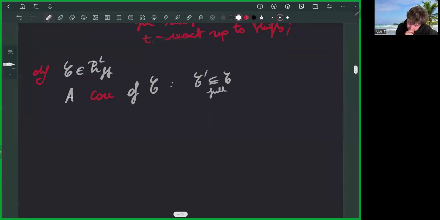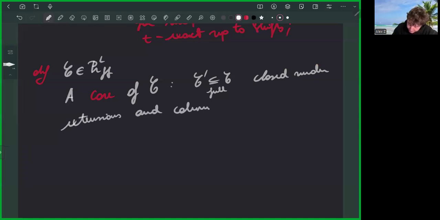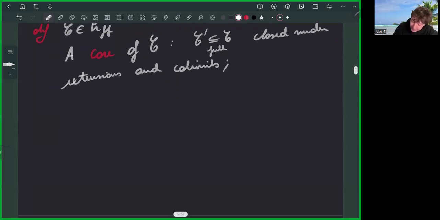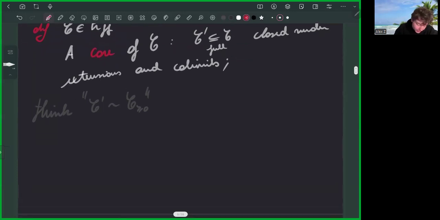Okay. So what is a core? A core of C is just a full subcategory C prime which is closed under extensions and colimits. Okay. So again, think of C prime as something like the connective part of a t-structure. Of course we don't really have a t-structure yet, but that's what you should think about. So you should think of the core as the connective part.